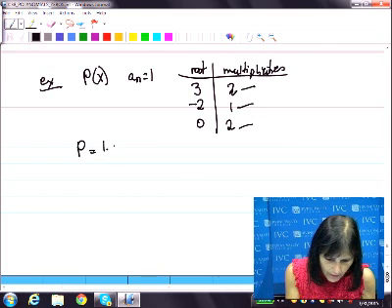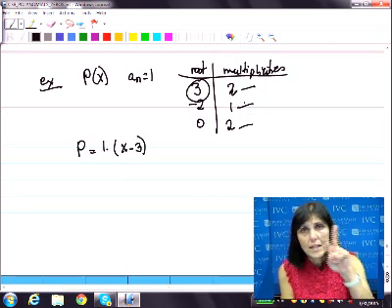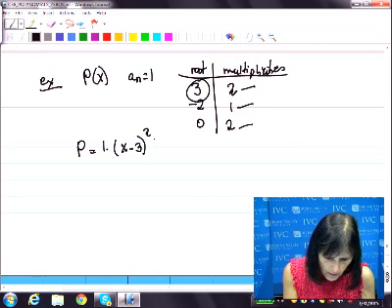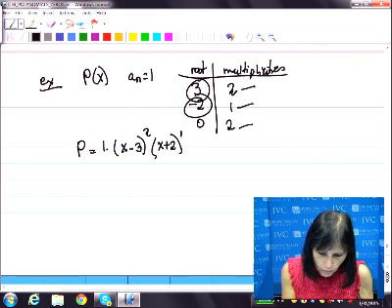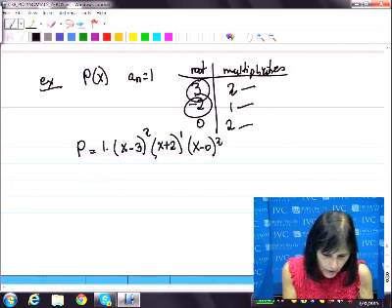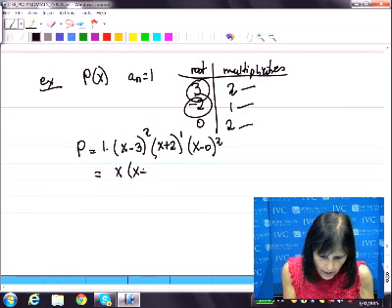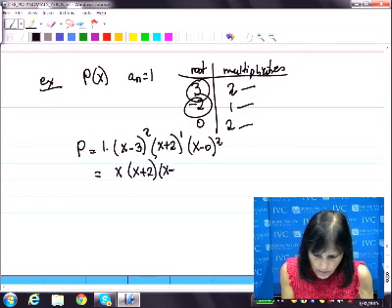So I'm going to have 1, and I'm going to have this root, x minus 3, right? Multiplicity of 2 means it's just repeating twice. How about this guy? X minus minus 2, which is x plus 2, multiplicity of 1, okay? And how about x minus 0, multiplicity of 2? So if you clean this up, you're going to have something like this, x squared times x plus 2. I'm rearranging it from the smallest to the largest.